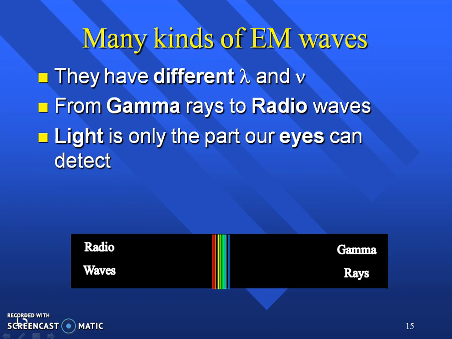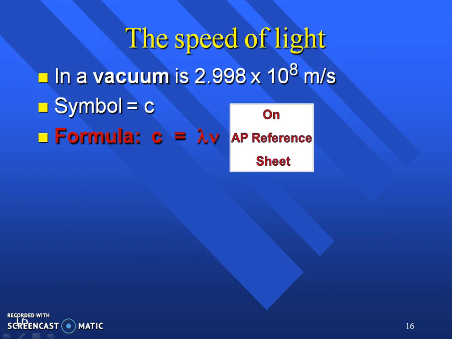There are many kinds of electromagnetic waves, and they have different wavelengths and frequencies. It goes from gamma to radio, or I like to say radio to gamma, because then it's Roy G. Biv, red to purple.